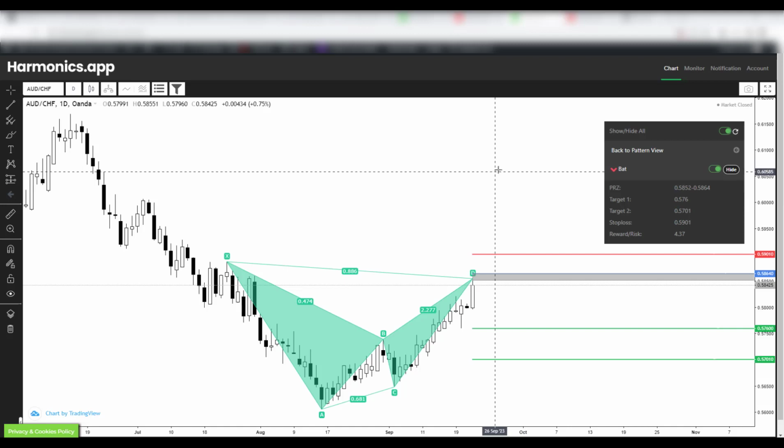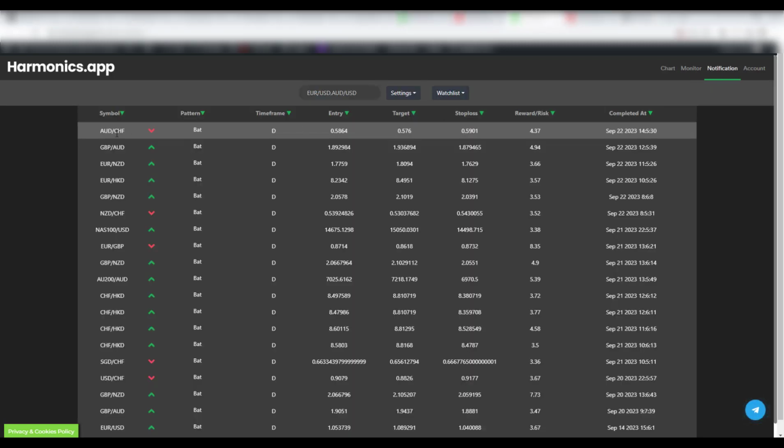In this video lesson I will show you a harmonic scanner pattern I received inside the notification tab about the Australian dollar against the Swiss franc. You can see it is a daily time frame with a bearish bat pattern, and I received it yesterday over Telegram. You can see that the risk to reward is 4.37, which is a great risk to reward ratio.